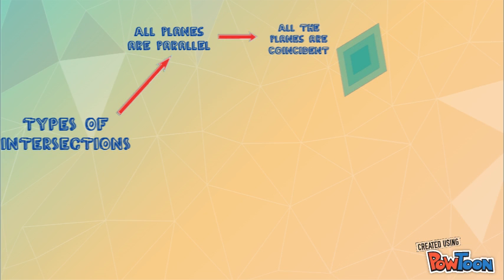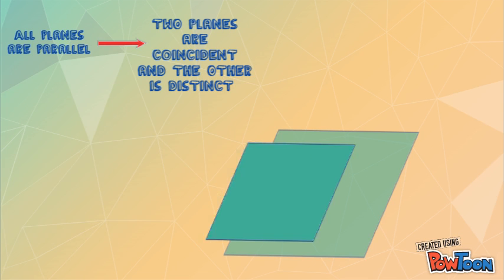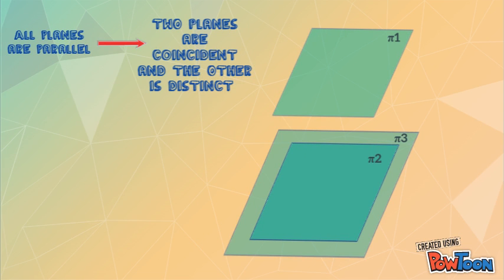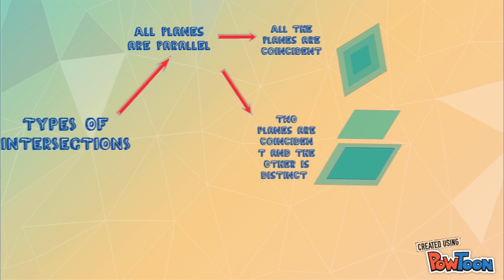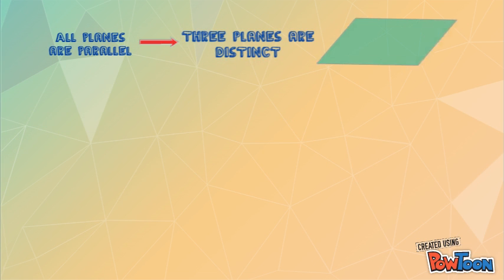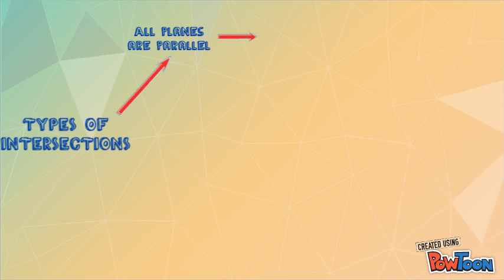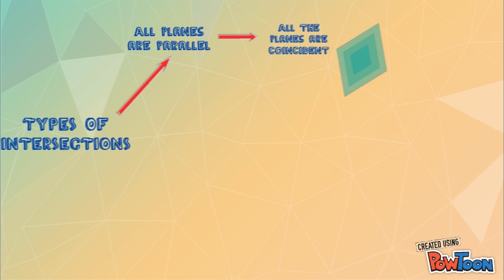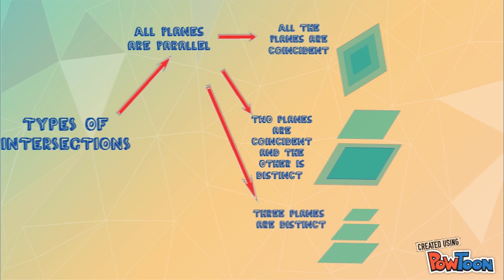Moving on to our second scenario when all three planes are parallel: two planes are coincident and one is distinct. There is no one solution that satisfies all three planes, thus making the system inconsistent. Our last scenario is when all three planes are distinct. There is no one solution that satisfies all three planes, therefore this system is inconsistent. So when all three planes are parallel, they can be all coincident, two planes can be coincident and one distinct, or all the planes are just distinct.